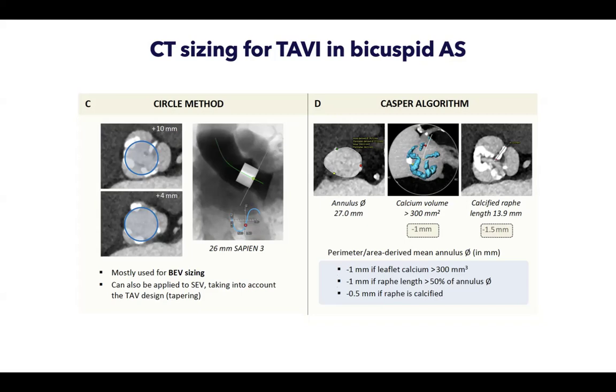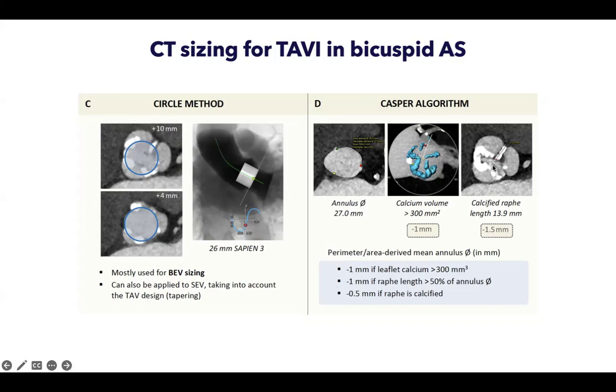The CASPER algorithm is also an Italian algorithm. It's a little bit a mix of these different methods. You do the annulus sizing, you subtract 1 millimeter from your perimeter-derived mean or area-derived mean annulus diameter. You subtract 1 millimeter if the leaflet calcification is high, if it's more than 300 cubic millimeter, which is most of the time the case, to be honest, if you have a real, true, severely calcified bicuspid, and you subtract 1 extra millimeter if there is a very long calcified raphe.